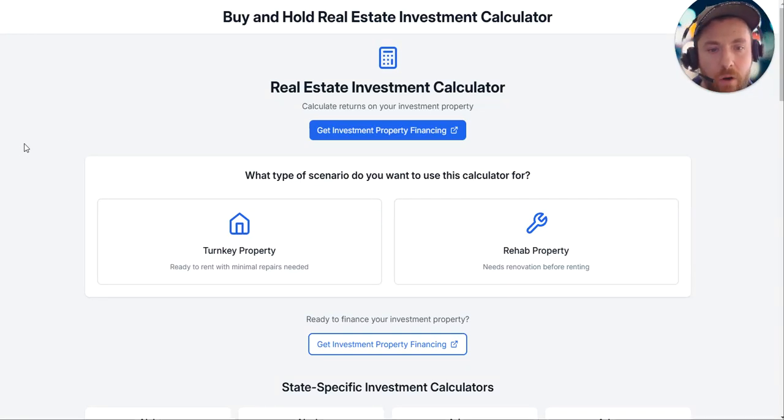Okay, welcome back. We are going to go through the thought process and analysis for a buy and hold scenario.